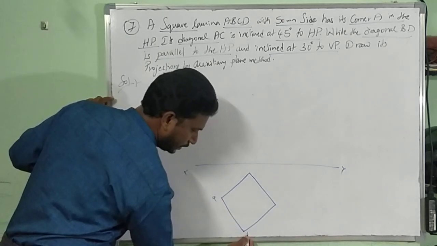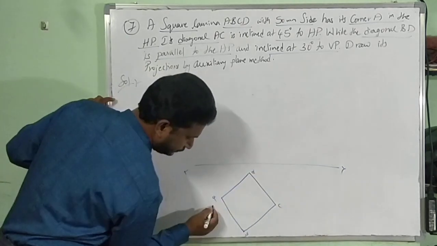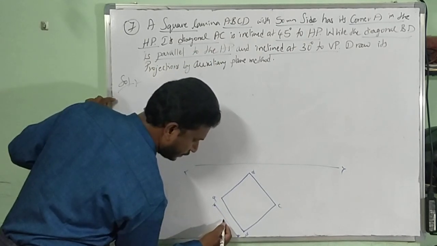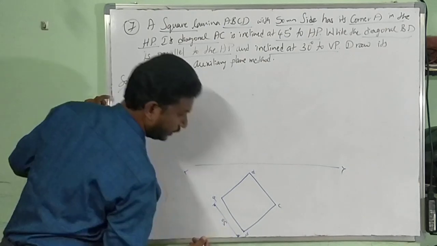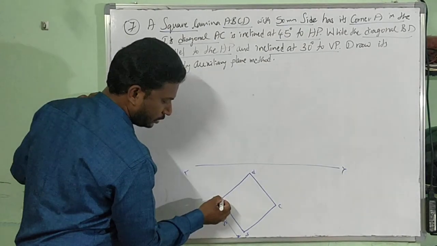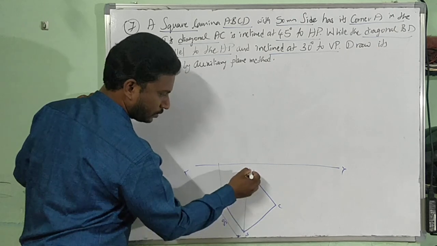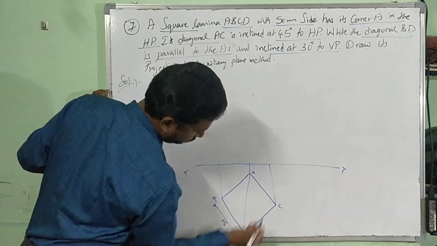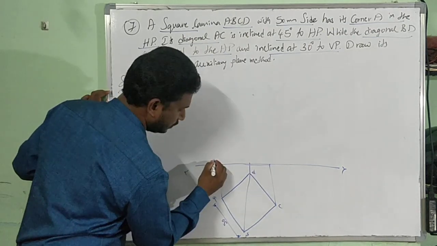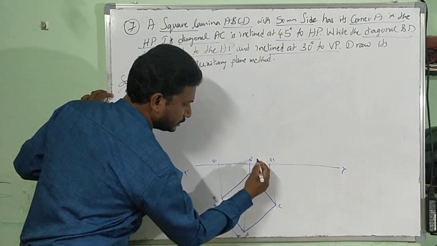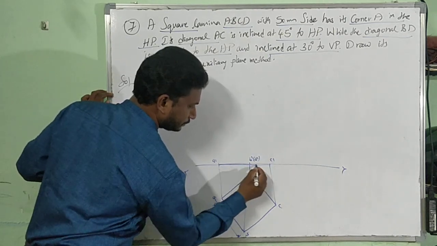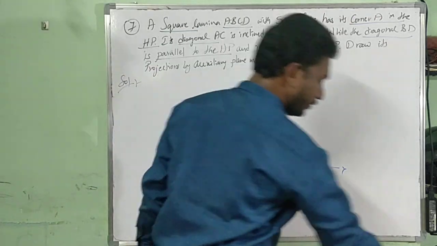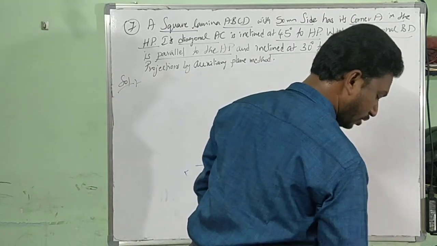Which is A, B, C, D. Each side of the square is 15. Coming to its front view, it will be a straight line, A dash, B dash, C dash, brackets, D dash. Now we have drawn its true shape. Once you have drawn its true shape, what is the next step you are supposed to draw?